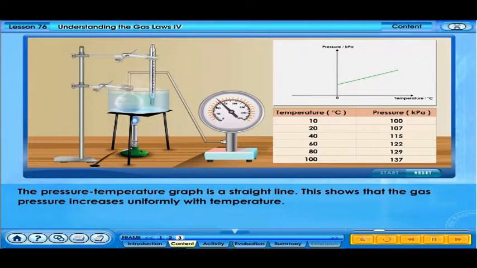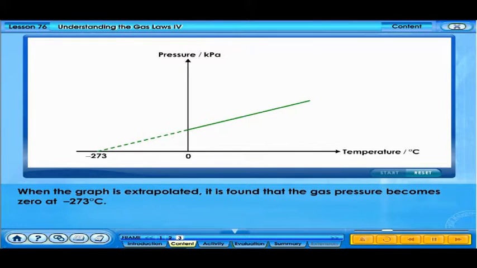The pressure-temperature graph is a straight line. This shows that the gas pressure increases uniformly with temperature. When the graph is extrapolated, it is found that the gas pressure becomes zero at negative 273 degrees Celsius.